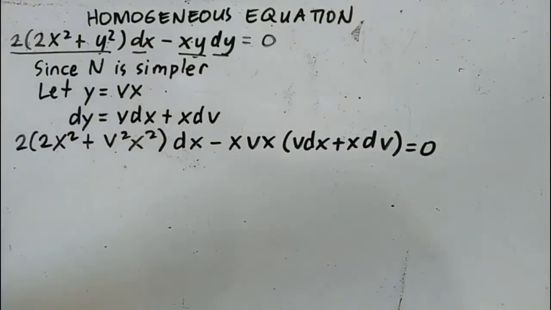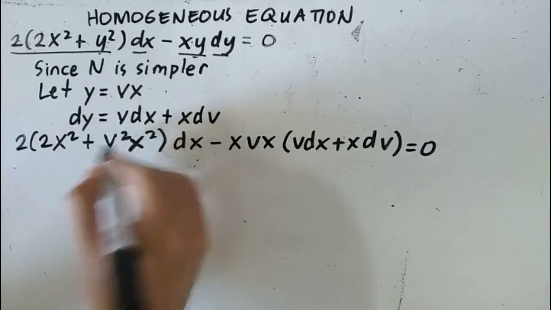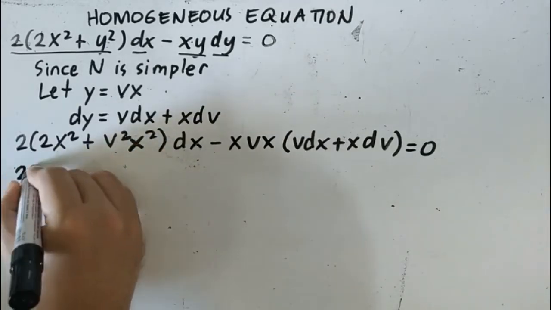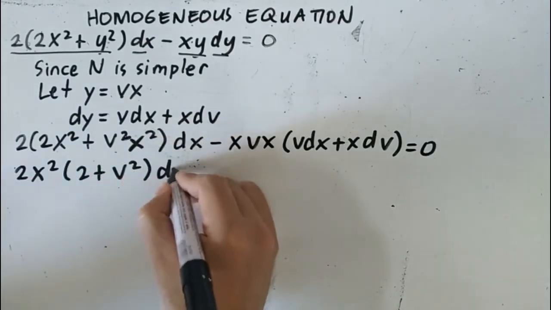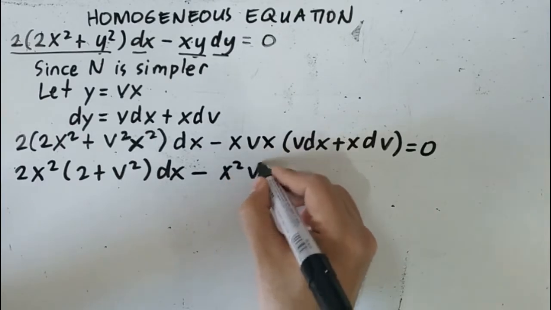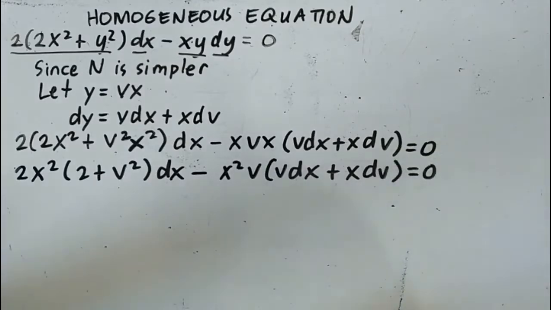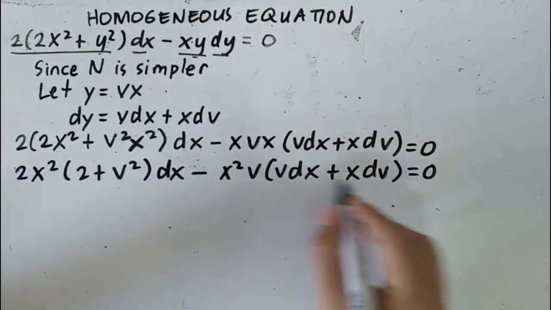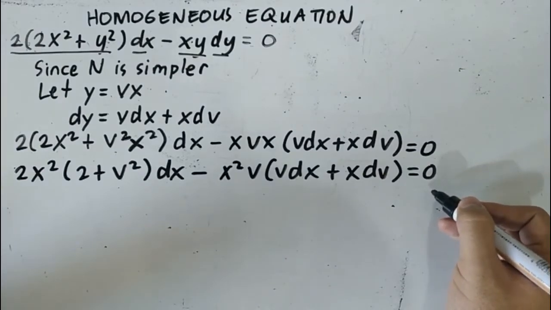Now the next step is to simplify. As you can see in our equation, we can factor out x squared. So we have 2x squared times 2 plus v squared dx minus x squared v times v dx plus x dv equals 0. And we divide everything by x squared. So divide everything by x squared. This cancels out, this cancels out. 0 divided by x squared is still 0.